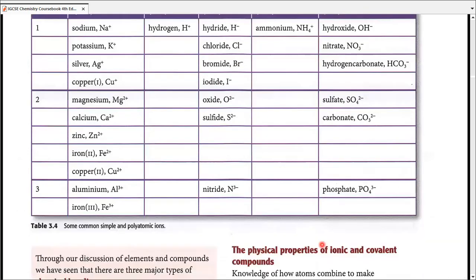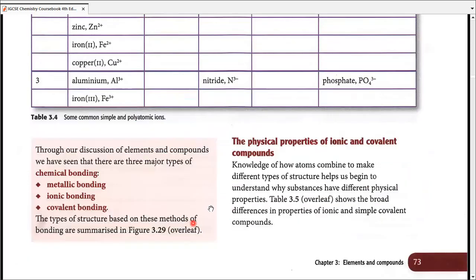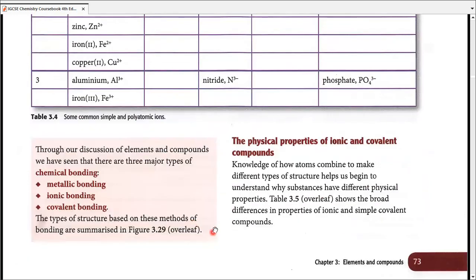And I always ask my students to memorize these. Even if you're going to frequently use them and automatically memorize them, it's better to understand and then cram them. It's going to make you quicker with your exam work. Now, the three major types of chemical bonding to summarize were metallic bonding between metals, ionic bonding between a metal and a non-metal, and covalent bonding, which was only between non-metals.